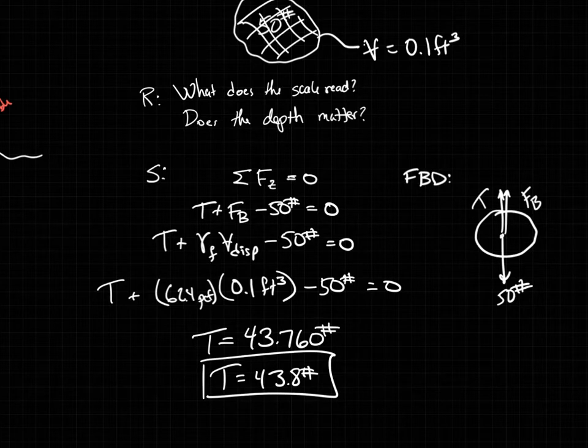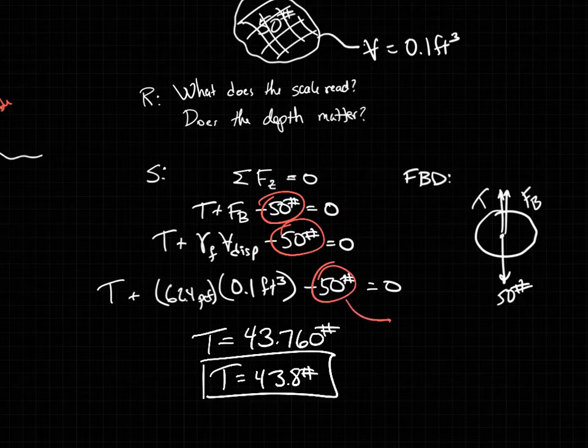I want to note here too something, because this tends to throw people off. The weight here, notice I never used gamma of the object times volume of the object. Why didn't I do that? Because it gave me the weight. There was no reason to expand to that.